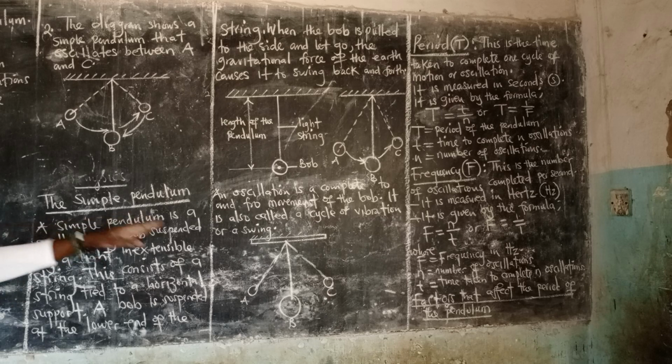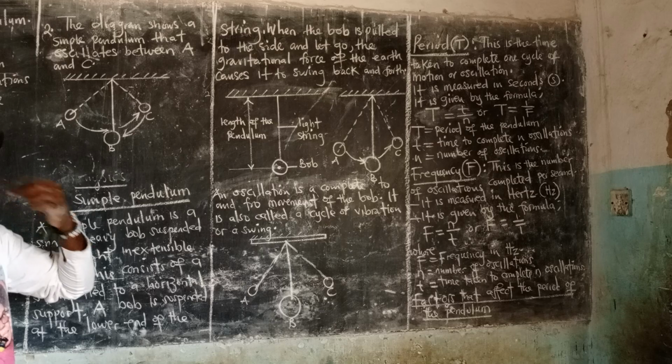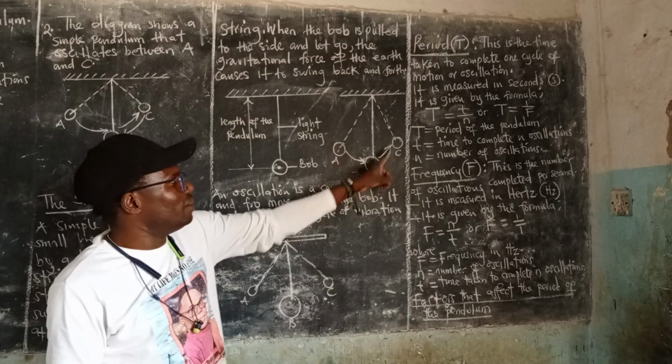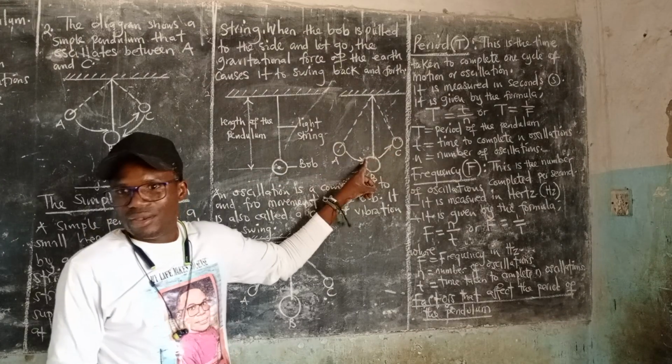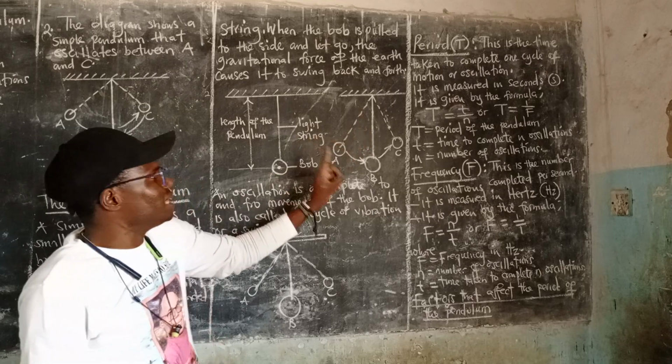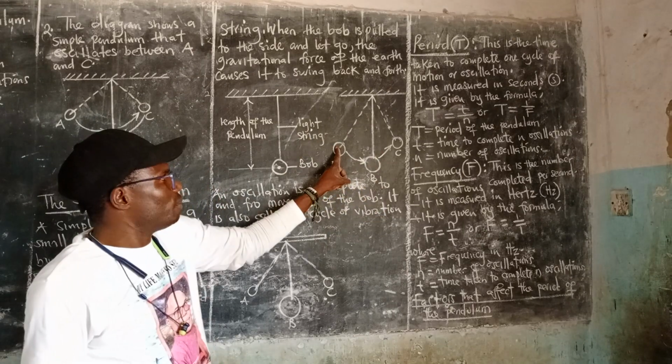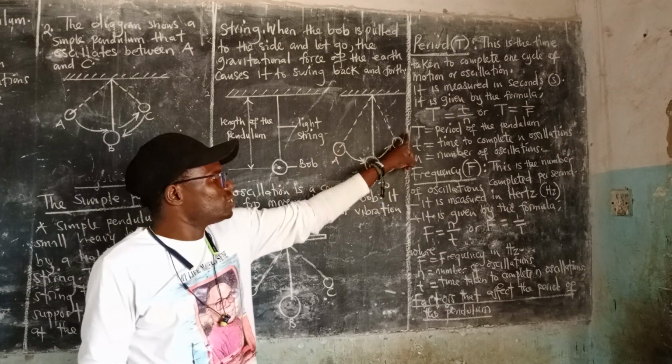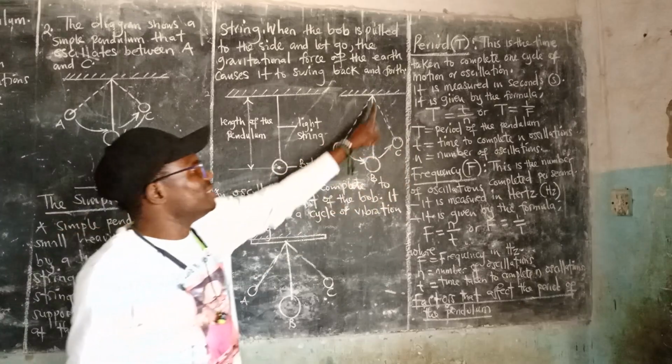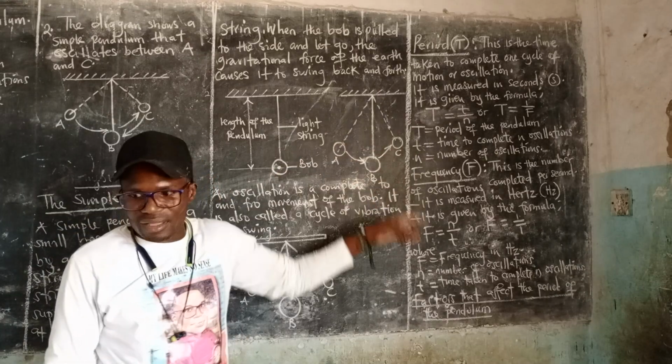A simple pendulum is a small, heavy bulb suspended by a light and inextensible string. Does this mean that a simple pendulum has three bulbs there? No. It shows that the bulb is able to swing from A to C, and then come back to A. This is the original position, and these are the swings.